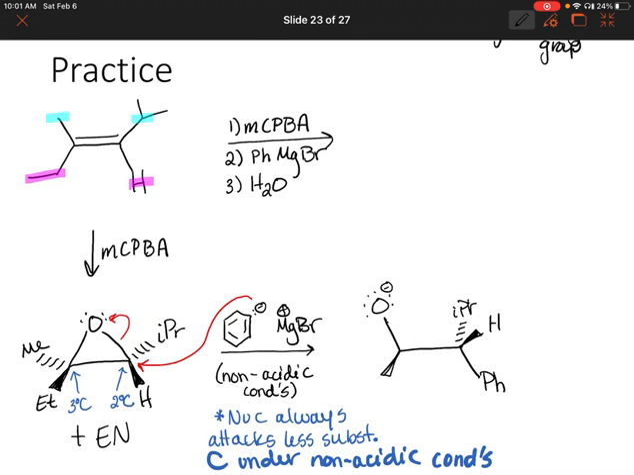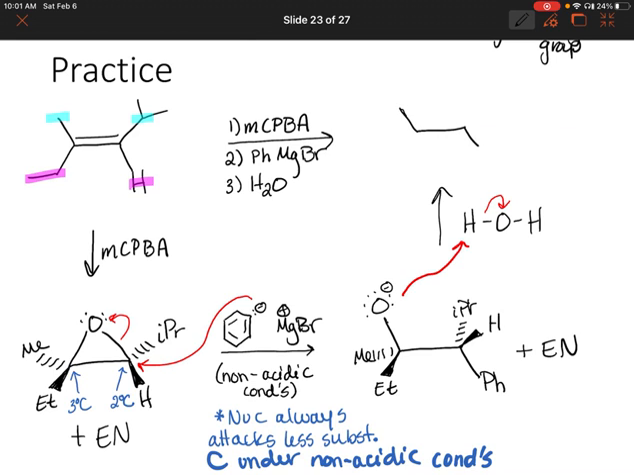IPR, and then ethyl and methyl, plus the enantiomer. Okay, and then in the last step, we'll use water to protonate our negatively charged oxygen. And we get our final product. Plus the enantiomer, of course.